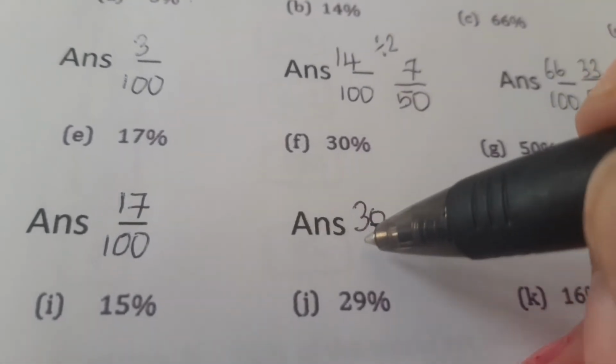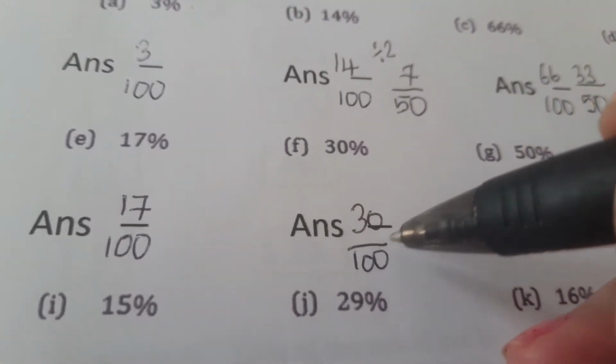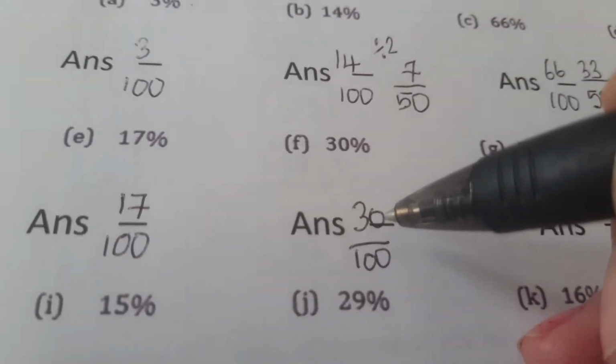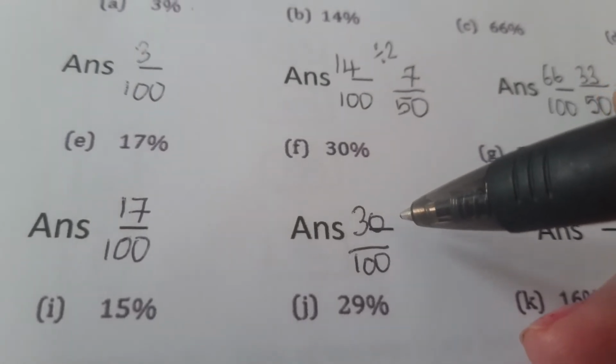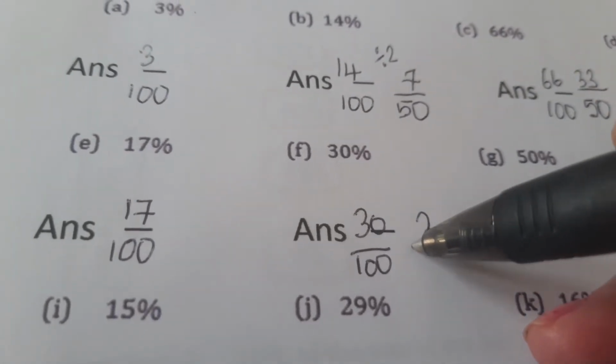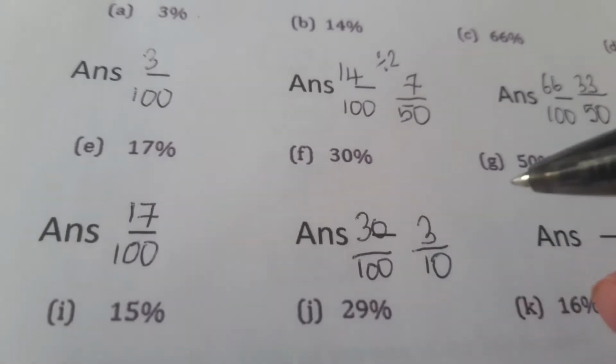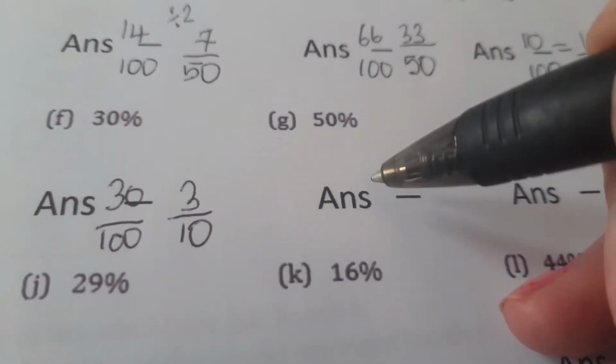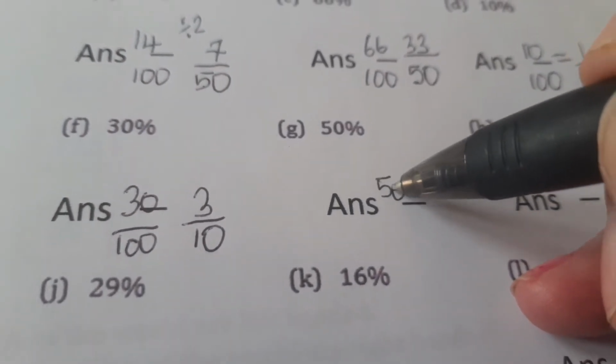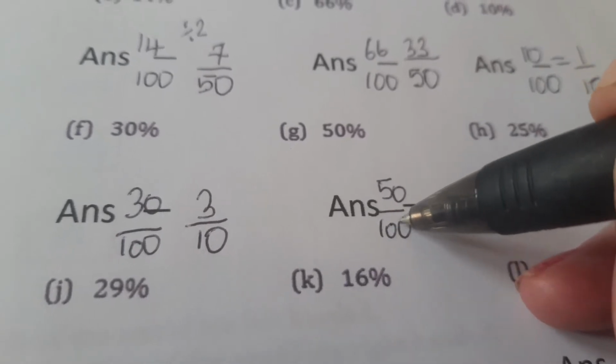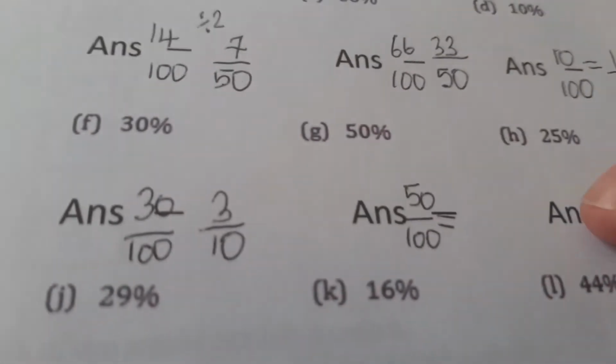30 over 100. Both end in a 0, which tells you to divide by 10. When you divide by 10, you get 3 over 10. 50%. 50 over 100. You could divide by 10, you could divide by 5. You could just divide by 50 and get 1 over 2.